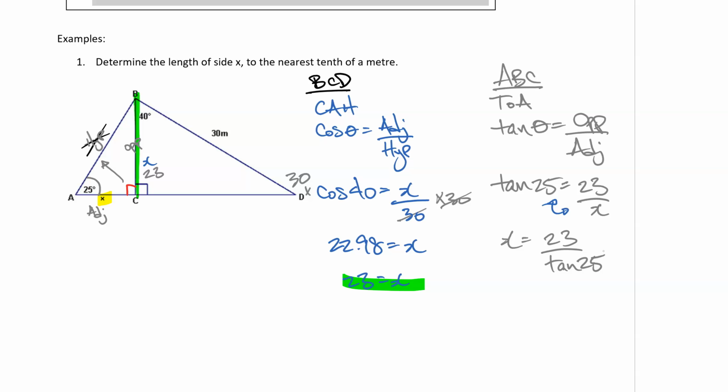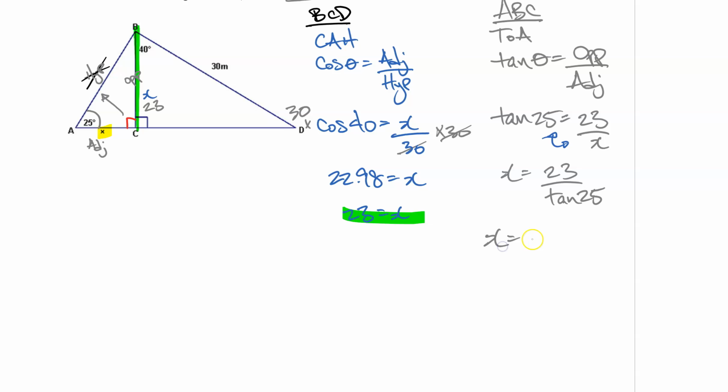49.32365. If you look over here, we are instructed to figure this out to the nearest tenth of a meter. So I'm going to call this x is equal to 49.3 in meters. Okay, that's it. Boom.